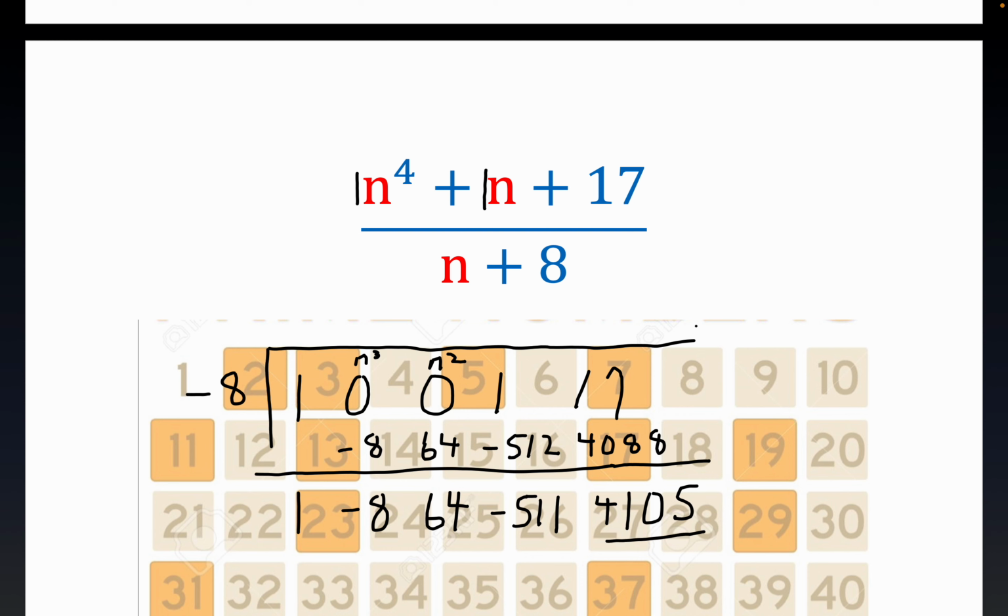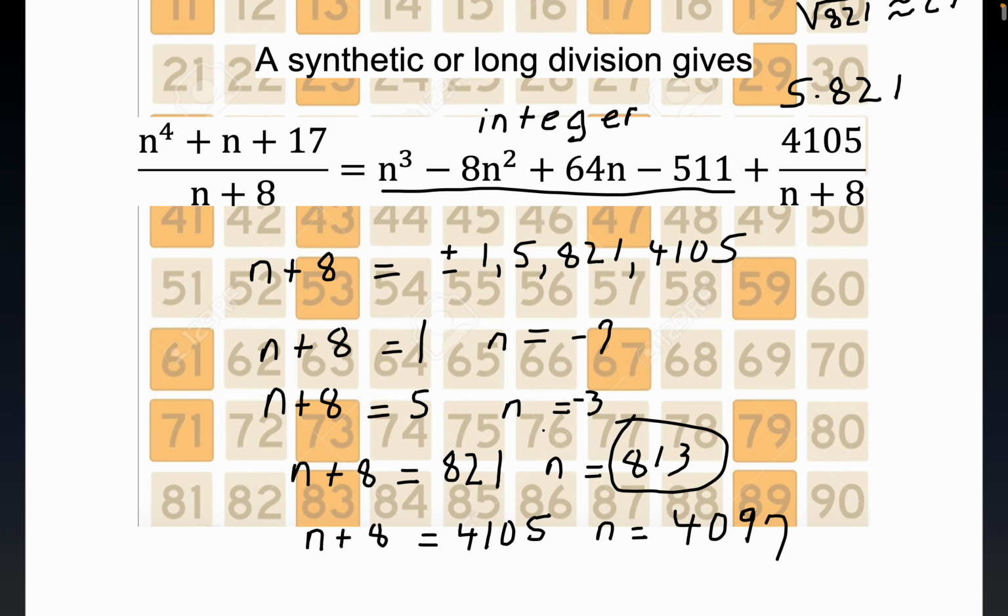So that's how you do synthetic division, folks. It's easier than long division. Notice it was all broken down into just multiplication and addition. No exponentiation took place. All right, so that does it.